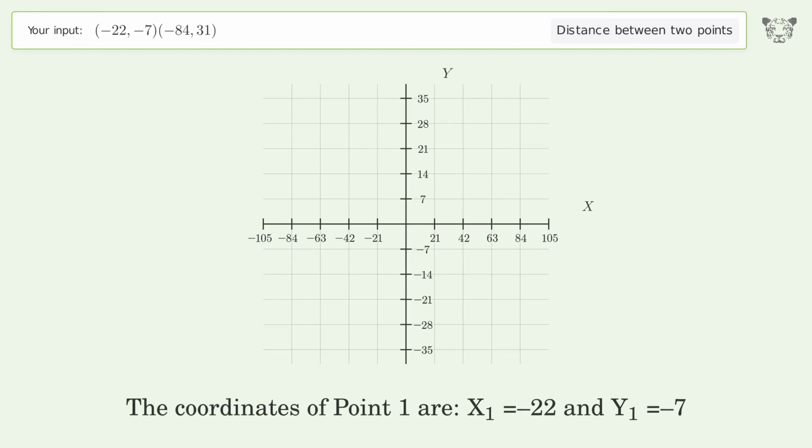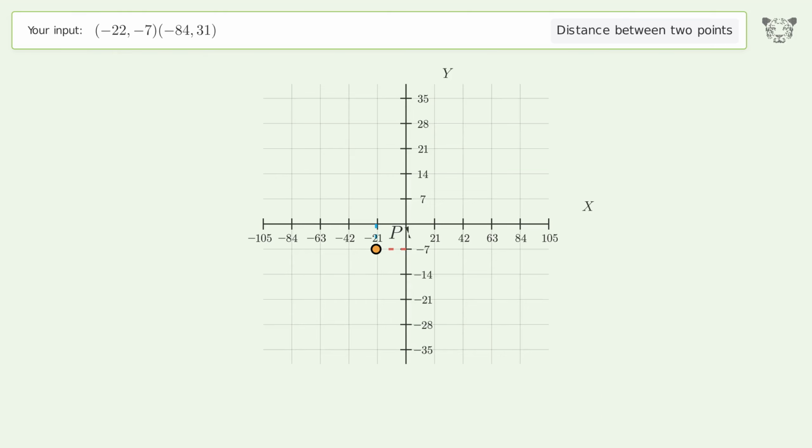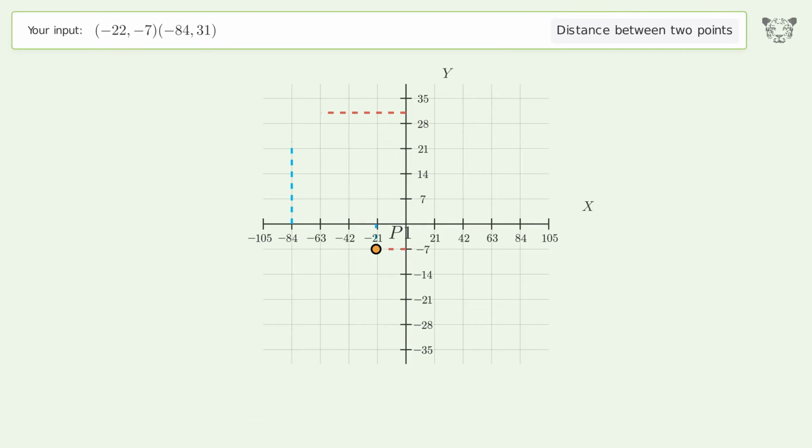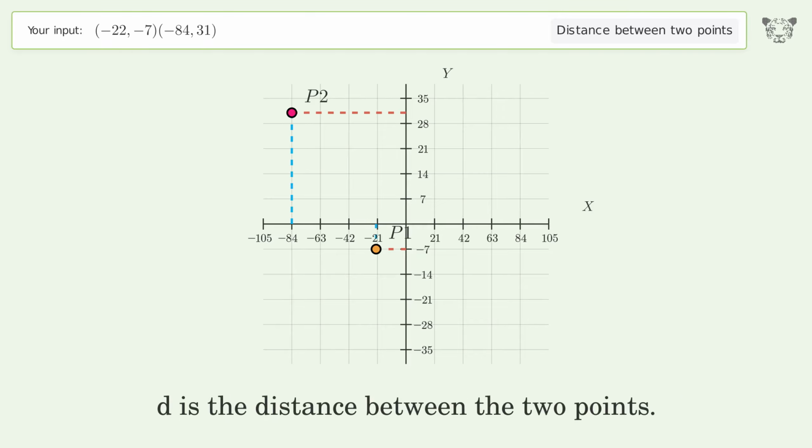The coordinates of point 1 are x1 equals -22 and y1 equals -7. The coordinates of point 2 are x2 equals -84 and y2 equals 31. D is the distance between the 2 points.